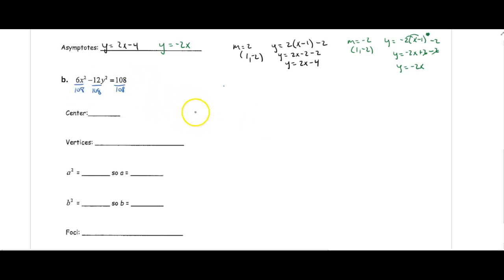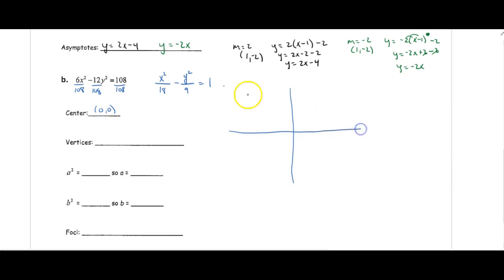Now, when I do this, I'm going to end up with x squared over 6 over 108 reduces to 1 over 18. So it's x squared over 18 minus y squared over 9 equals 1. Now, if it's just x squared and y squared, I know my center is at 0, 0.